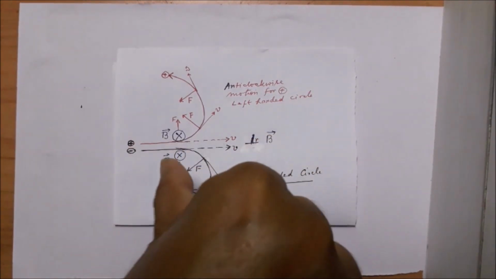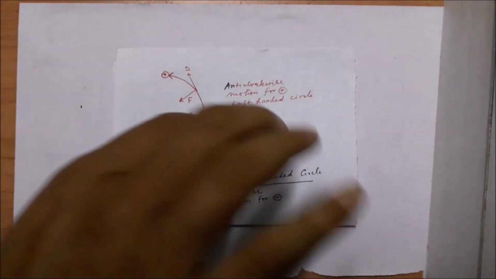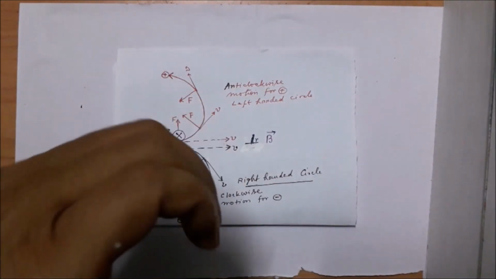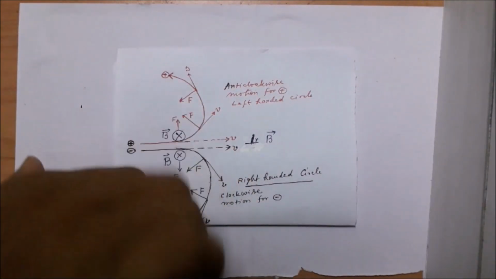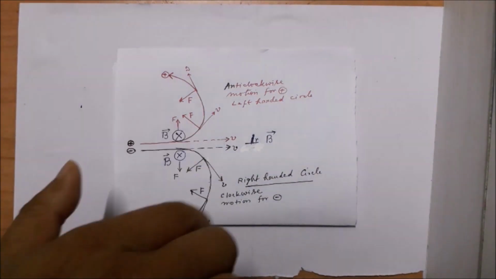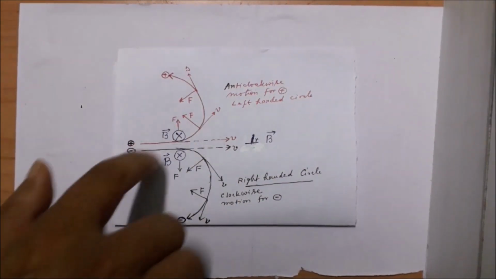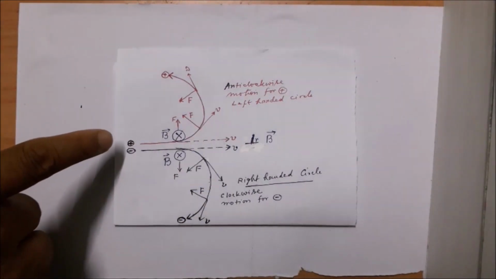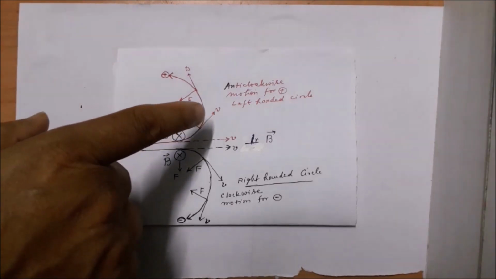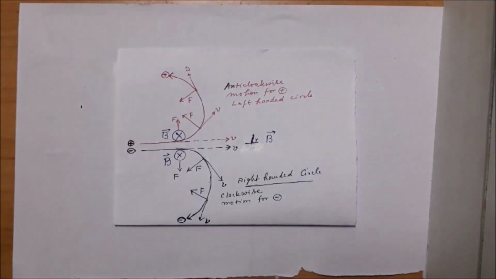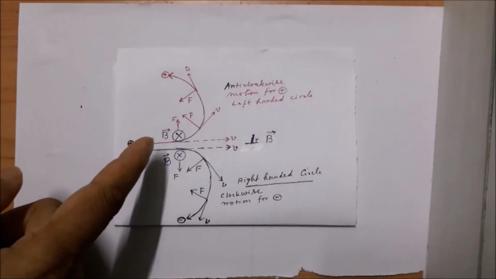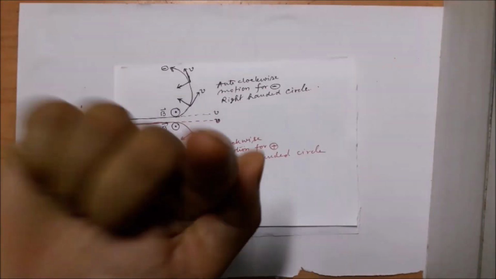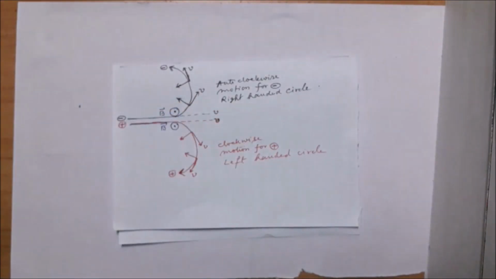Again, if our thumb points along B and you curl your fingers, then this is the trajectory, this is the track which we obtain for the negatively charged particle. So the negatively charged particle traces a right-handed circle, but the positively charged particle traces a left-handed circle. What if B points upwards? In this diagram, B points upwards towards the reader.